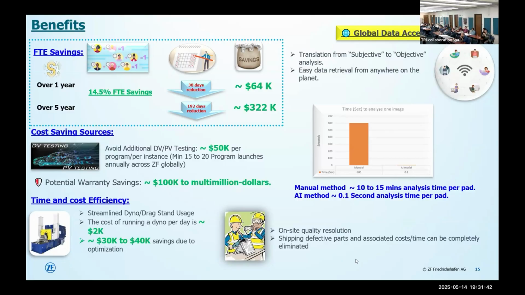The biggest thing is the manual method took about 10 to 15 minutes, depending on the engineer, depending on the shim, but with AI each image can be analyzed in 0.1 seconds. So you got 100% productivity, right? And another big thing is in our manufacturing, whenever they have a failure, when a batch came and they had a failure, they had to remove the shim and send it to engineering.